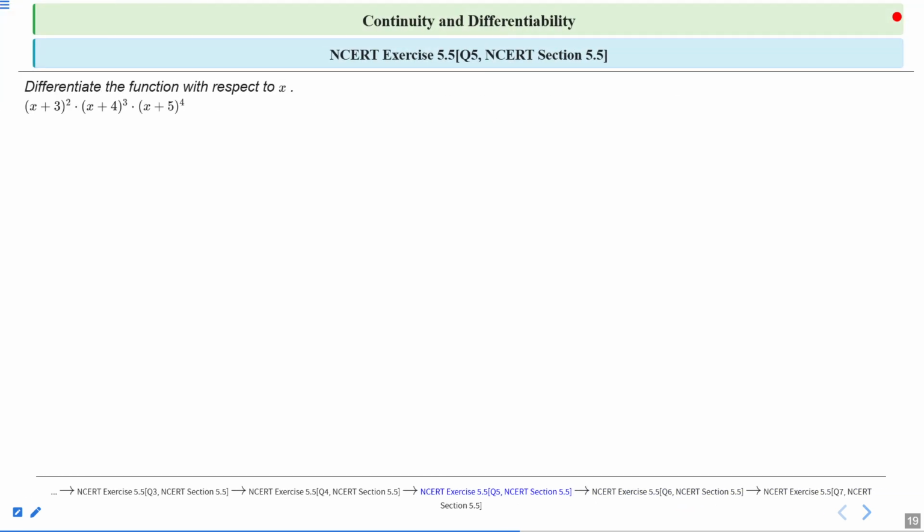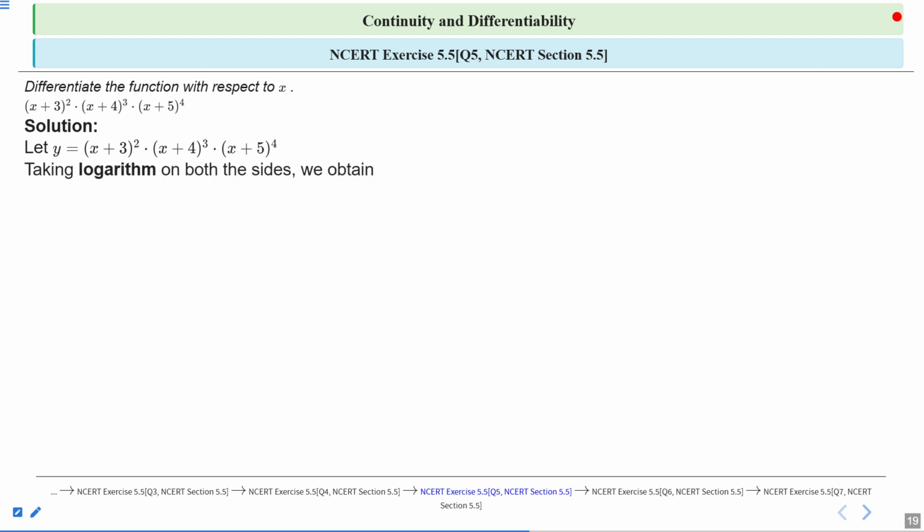We have to differentiate the given function with respect to x, and the function is (x plus 3) square into (x plus 4) cube into (x plus 5) to the power 4, right? So, let us see the solution part now. Let y is equal to (x plus 3) whole square into (x plus 4) whole cube into (x plus 5) whole to the power 4, right? Taking logarithm on both the sides, we obtain log y is equal to log (x plus 3) square plus log (x plus 4) cube plus log (x plus 5) to the power 4, right? Or log y will be equal to 2 log (x plus 3) plus 3 log (x plus 4) plus 4 log (x plus 5), right?